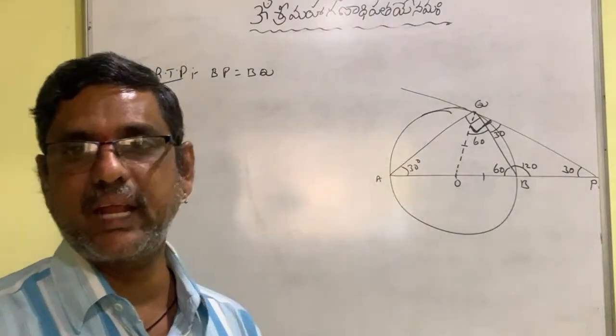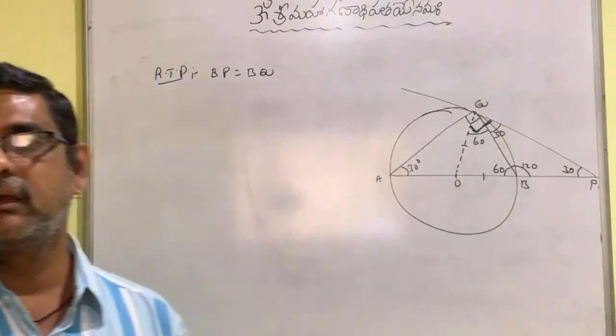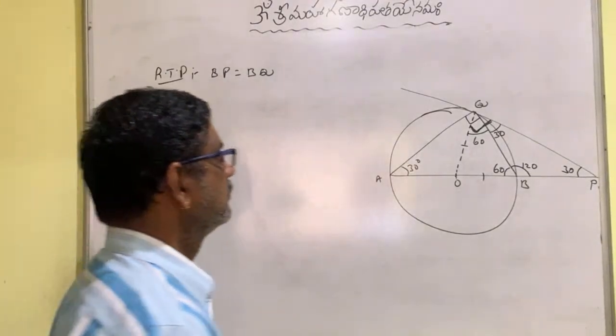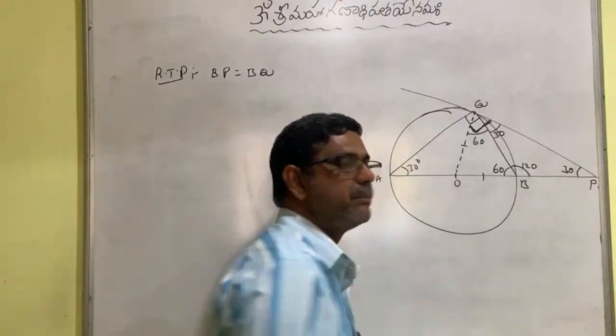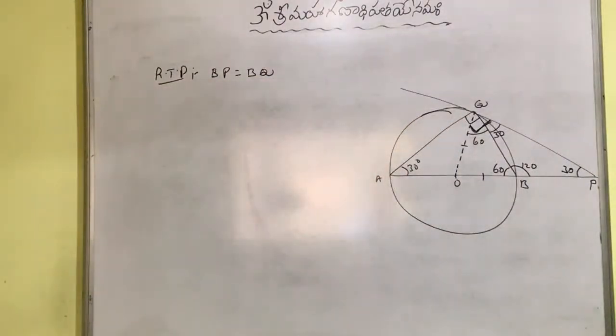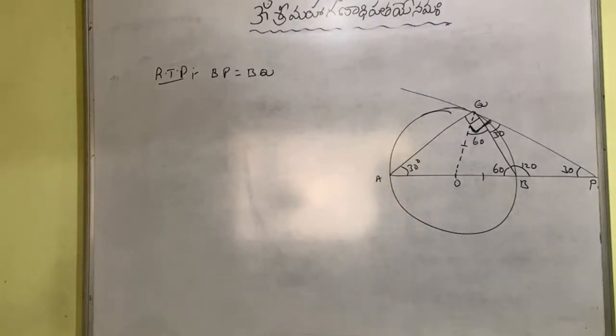So triangle BQP is an isosceles triangle. So these two sides are equal. BQ is equal to BP. Okay, na?